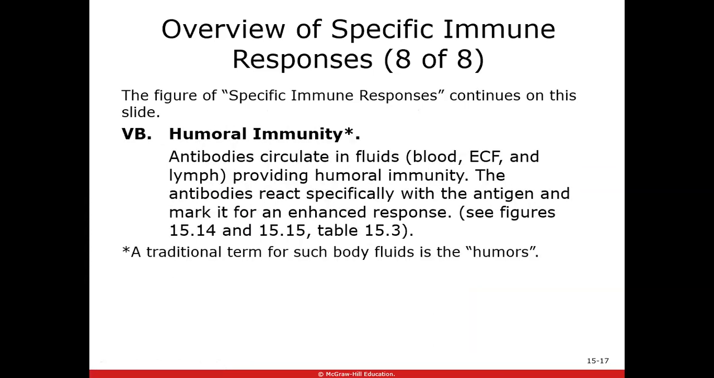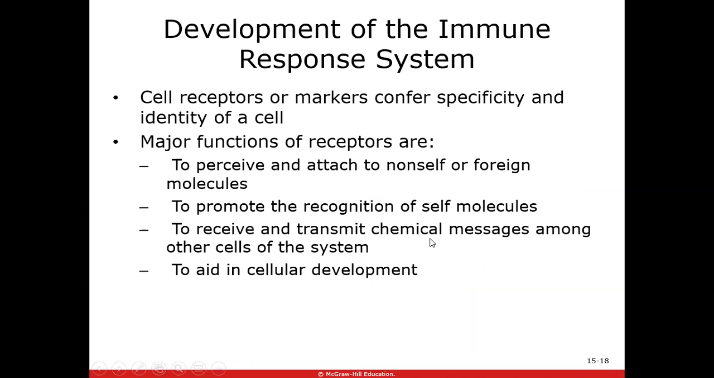Then we have what we call humoral immunity. Antibodies circulate in fluids, the blood, extracellular fluid, and lymph, providing humoral immunity. Know where the antibodies actually circulate in all these different areas. The antibodies react specifically with the antigen and mark it for an enhanced response. We'll go through that as well.